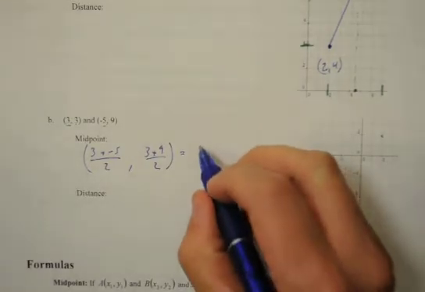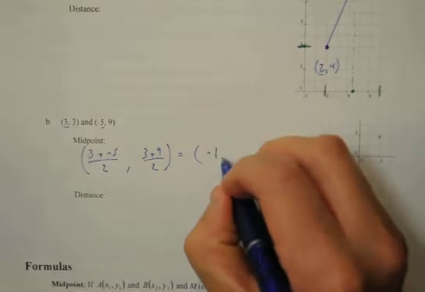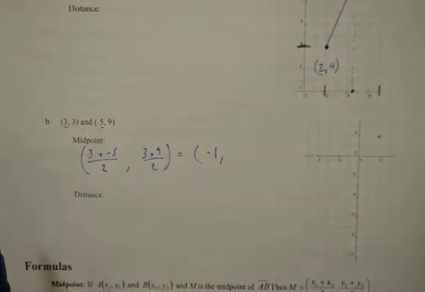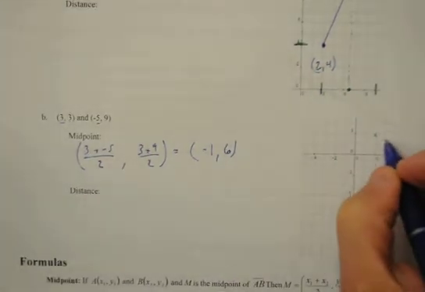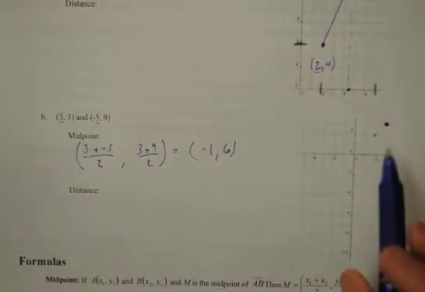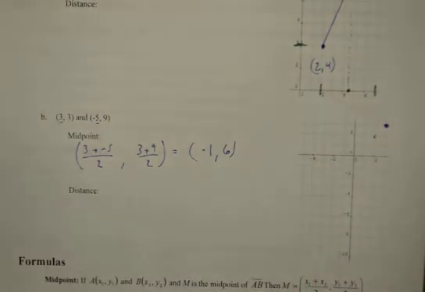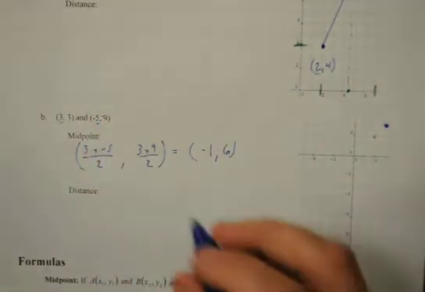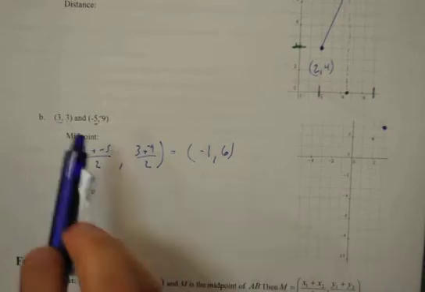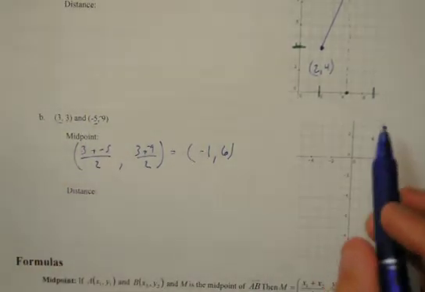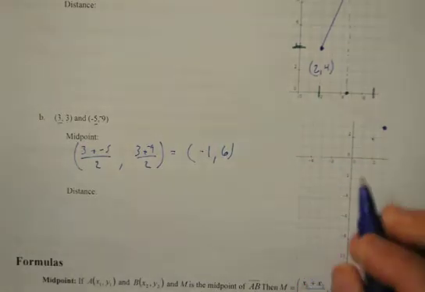Okay. So 3 plus negative 5 is negative 2. Negative 2 divided by 2 is negative 1. 3 plus 9 is 12. 12 divided by 2 is 6. Now let's see if that makes sense on the graph. This is the point 3, 3. And this is the point negative 5. I can't go up to 9, can I? You know what? I'm going to change that to a negative 9 because I can graph it that way. I'm so sorry. Negative 9, that happens. So, negative 5, negative 9, because I couldn't graph it before.